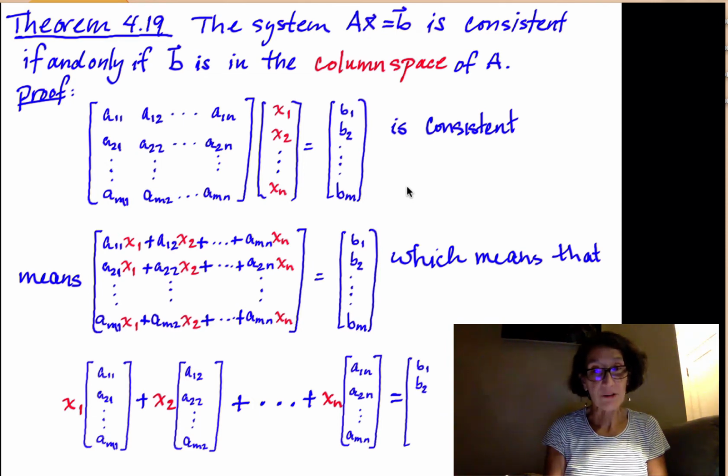So what we've done is the multiplication on the left side, the matrix A times the matrix X. We got an m by 1 matrix. We broke it up and wrote it as a linear combination of the columns of A. And that's what it means to be in the column space of A. All right, let's use this theorem.